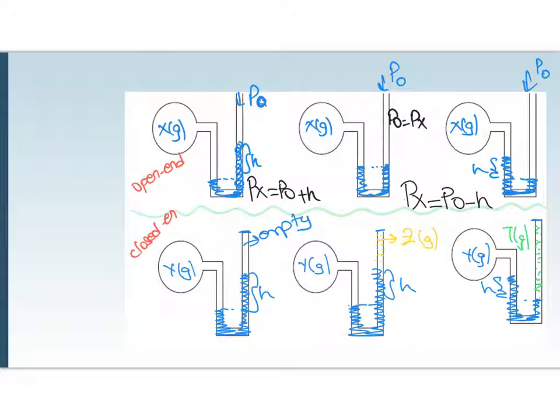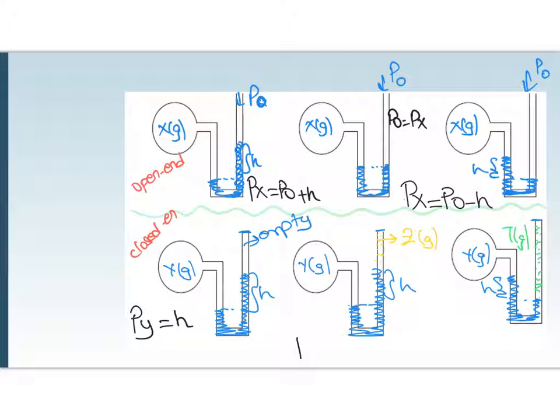Now these are the open-end manometers. Now what about the closed ends? For example, this one. This is Y gas here. There is an empty place here. There is no gas, no air, nothing else. And there is only an H difference here. In this case, this H cannot be told as the difference, but directly the pressure of the Y gas. So you can write it as Py is equal to H.